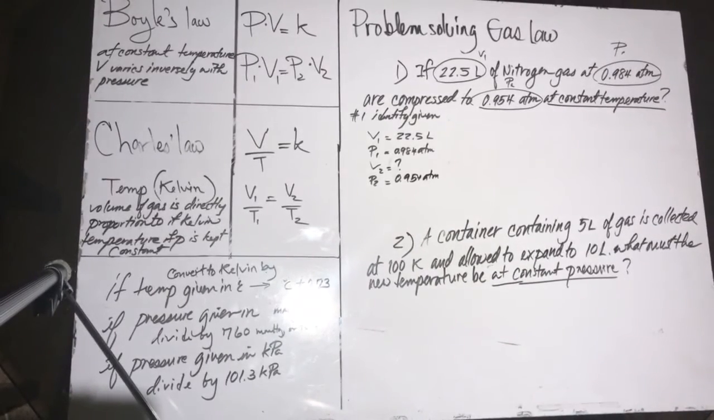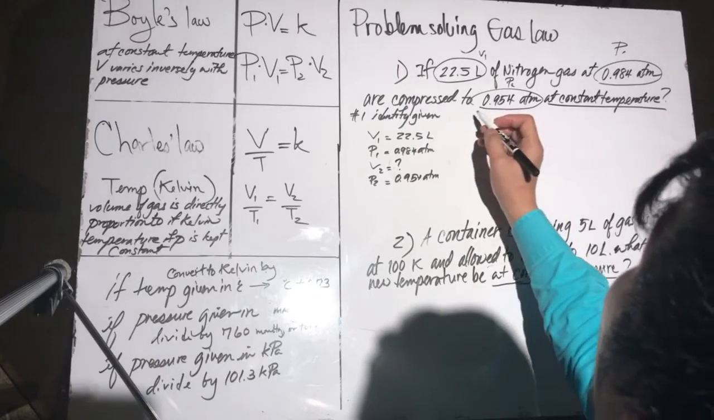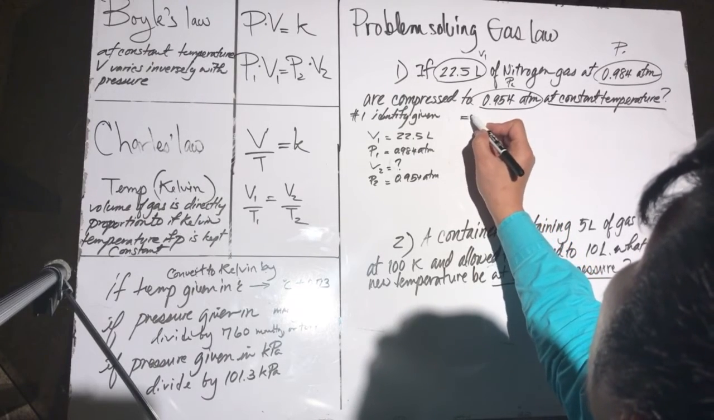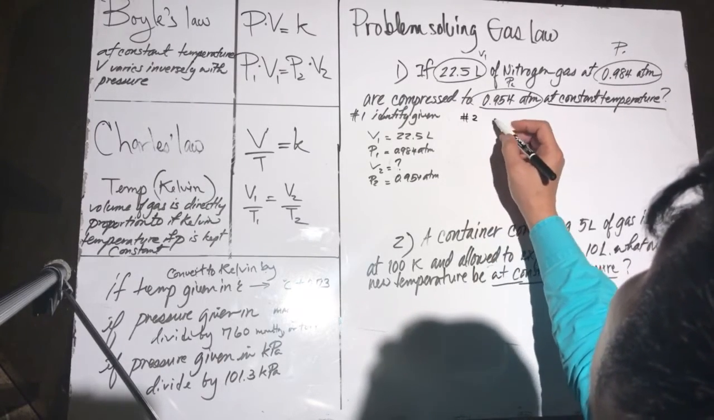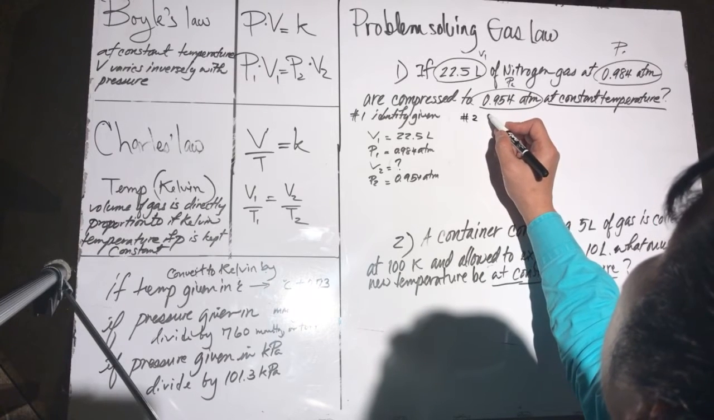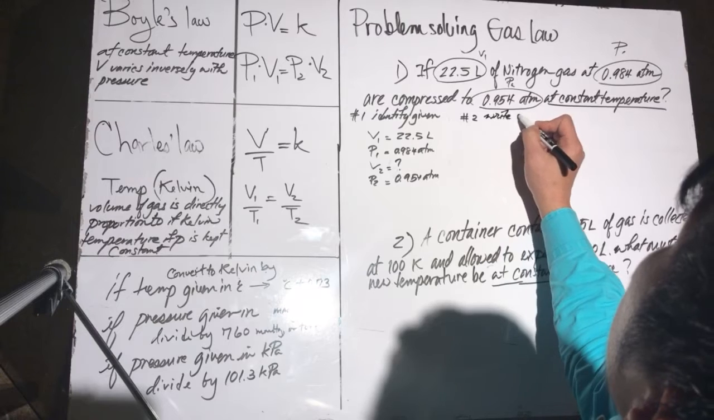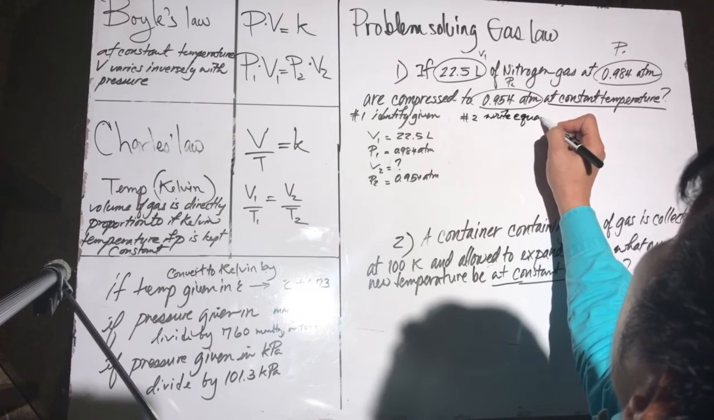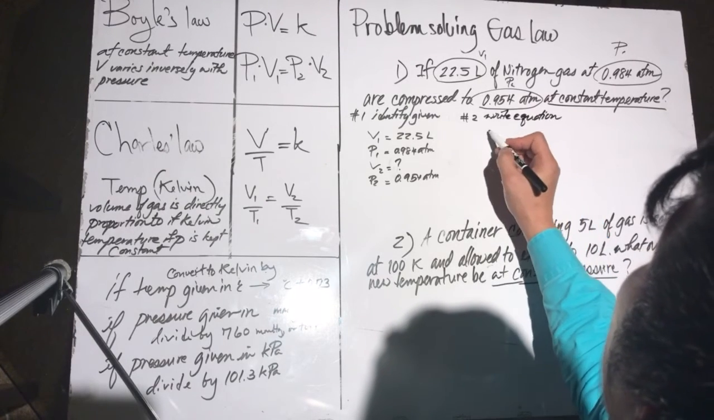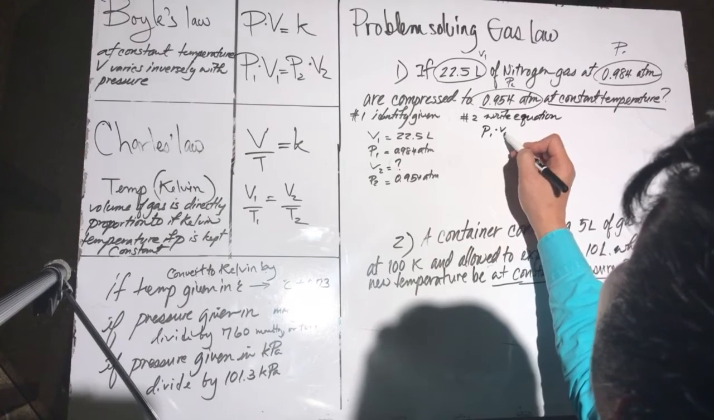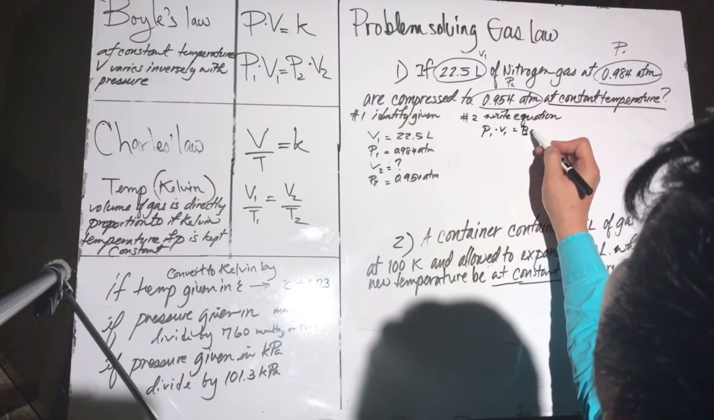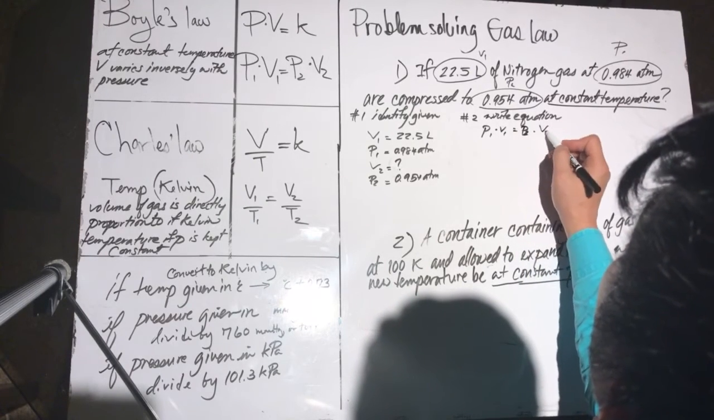So we have, okay, the first step is to identify given information. So the second step is to write the equation. Easy, simple. P1 times volume 1 is equal to P2 times volume 2.